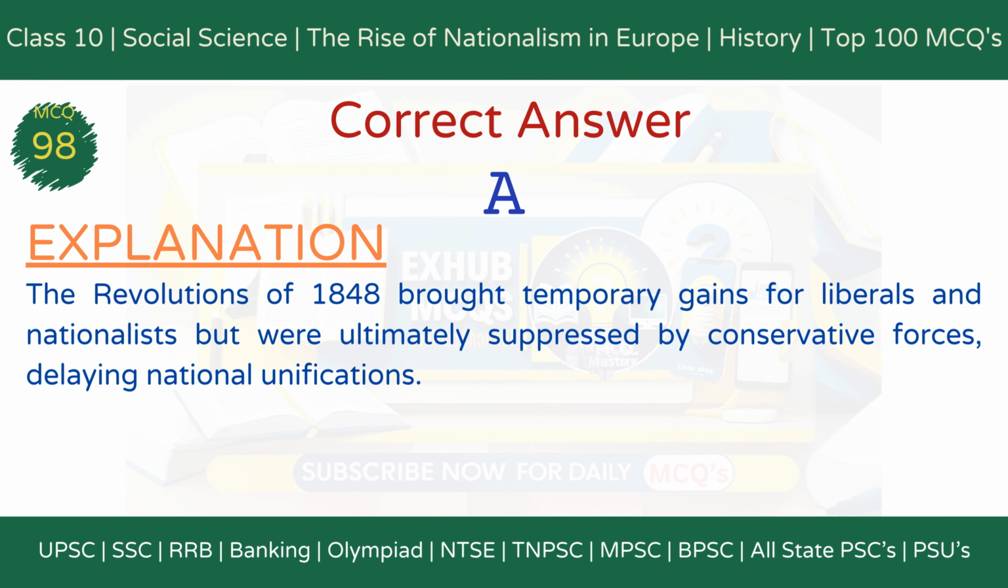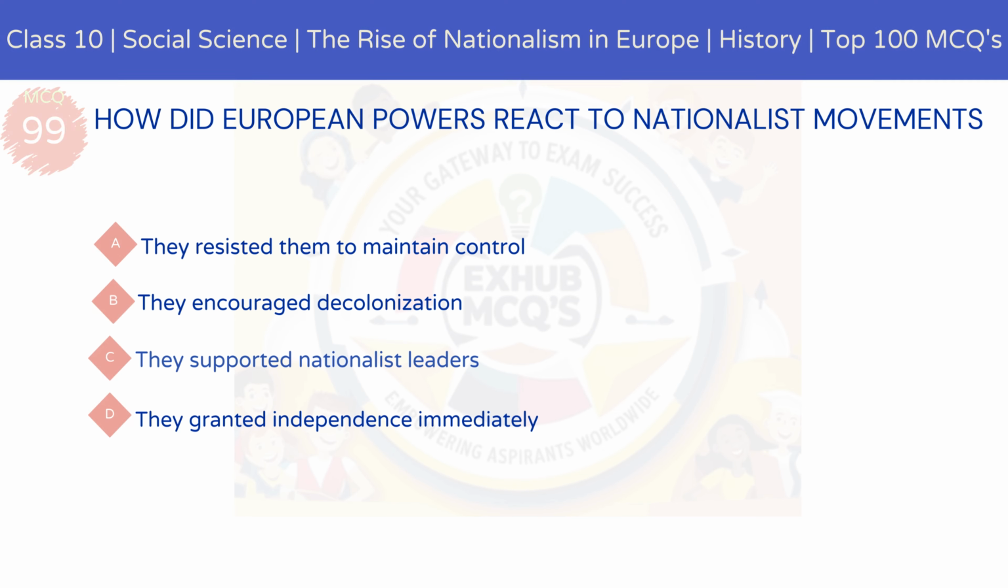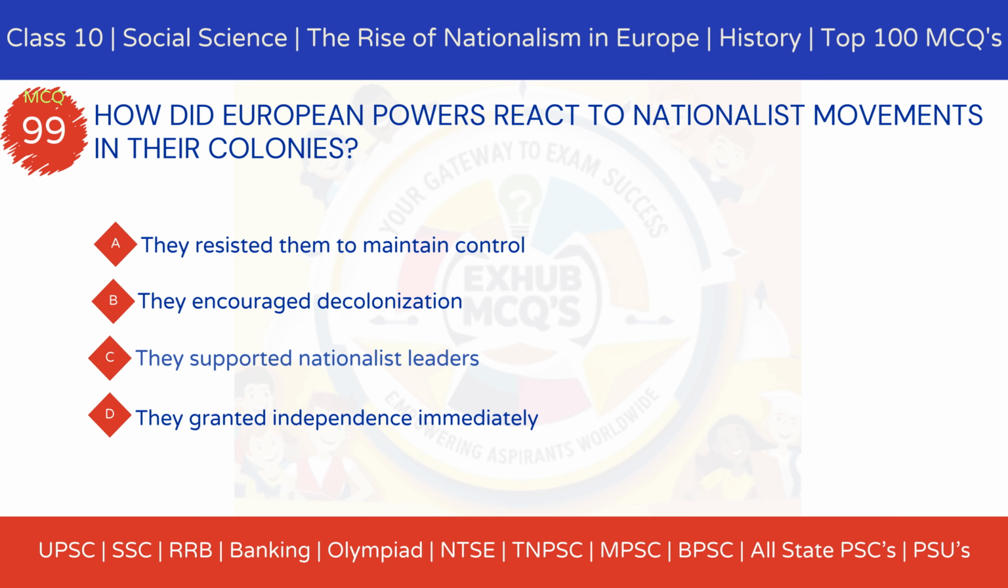The correct answer is option A. They led to temporary gains in liberal and nationalist movements. Explanation. The revolutions of 1848 brought temporary gains for liberals and nationalists, but were ultimately suppressed by conservative forces, delaying national unifications. How did European powers react to nationalist movements in their colonies?